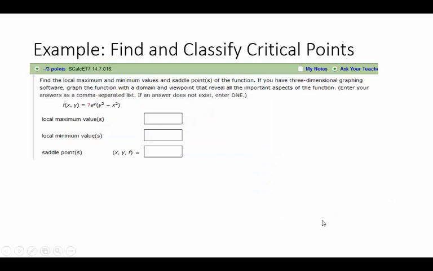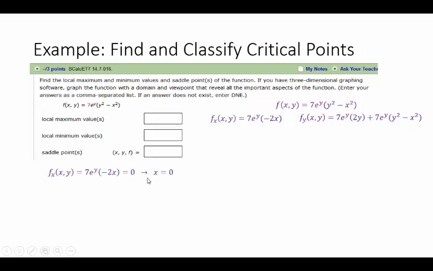Let's take a look at an example. We're going to classify critical points. Our function is 7 e to the y times y squared minus x squared. For us to find the critical points, we need to take the derivatives and set them equal to 0. The derivative with respect to x is a little bit easier because y is a constant, and then the derivative with respect to y will require us to use the product rule. We're going to set them equal to 0, and there are several ways to approach this, and one way is to set one of them equal to 0.